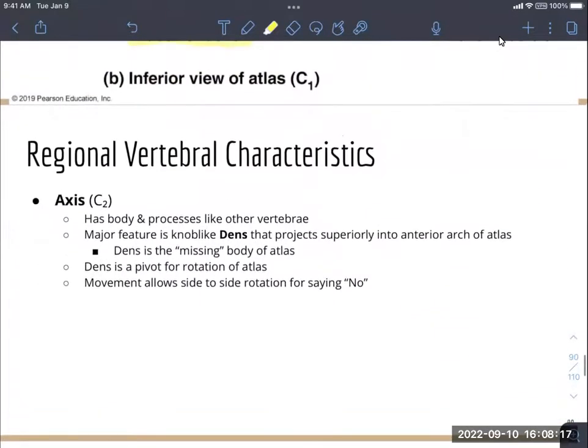So let's look at C2. C2 is called axis. If you think about it, C2 lets you turn your head left and right and say no. C1, or the atlas, lets you say yes, move your head back and forth. C2 has a body, but it also has a knob-like piece that's called the dens. Some people say that the dens is the missing body of C1.